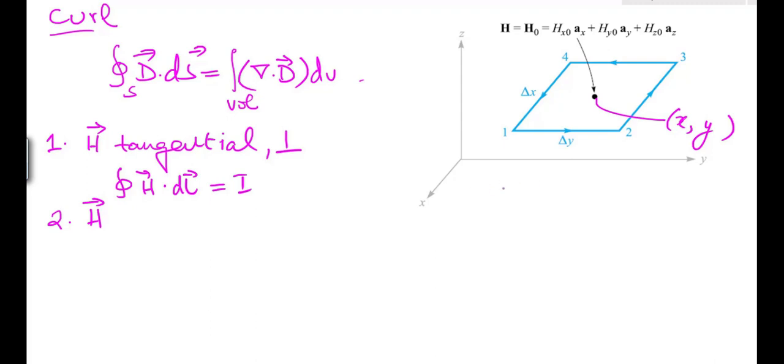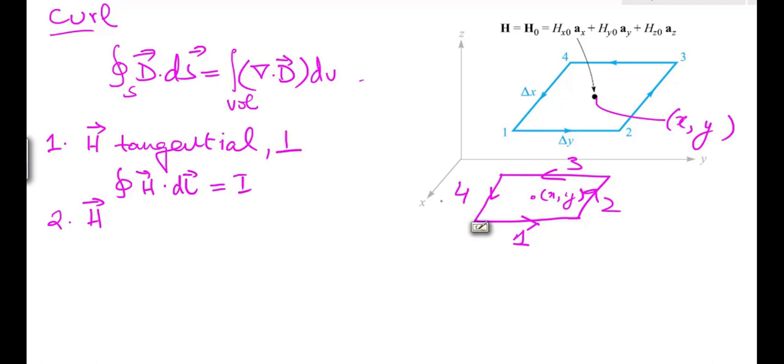If I draw this again in the xy plane, it means it is in the z equals 0 plane, and these two points, as the center is x and y, we have mentioned this as the center. Then consider this closed path divided into 4 different paths. Consider this as path 1, this as path 2, this as path 3, and this as path 4, and we move counterclockwise.